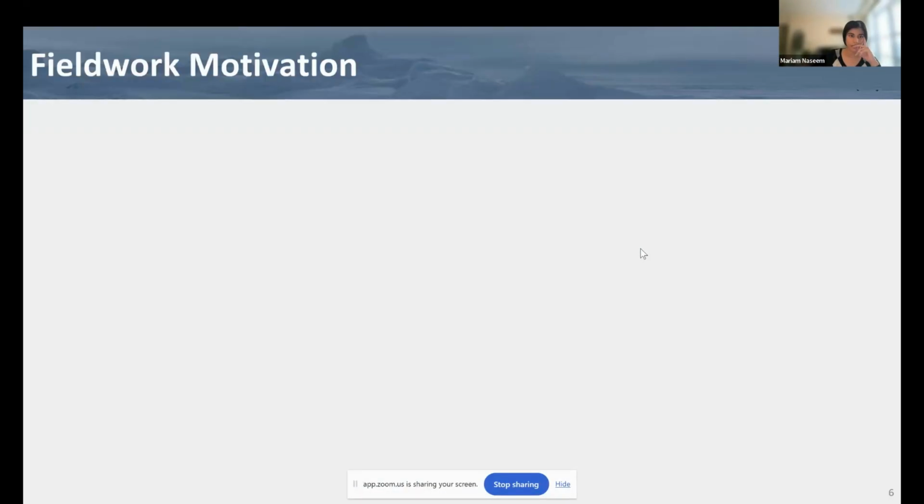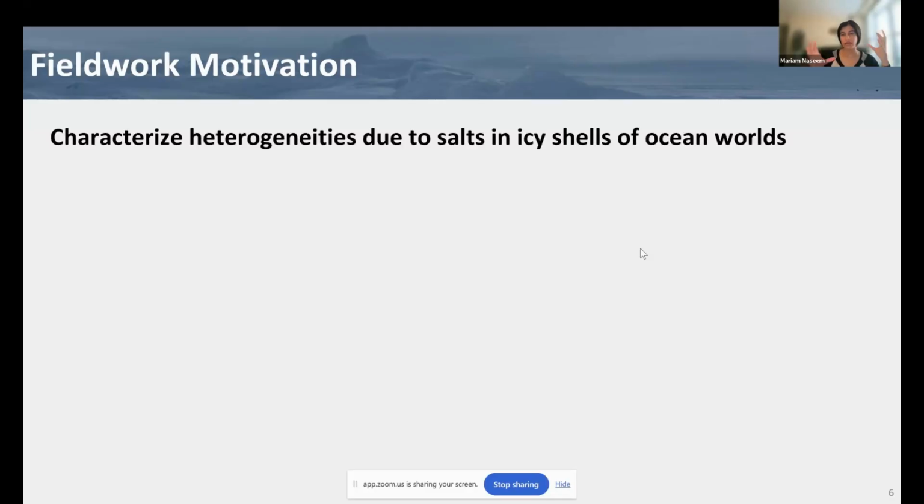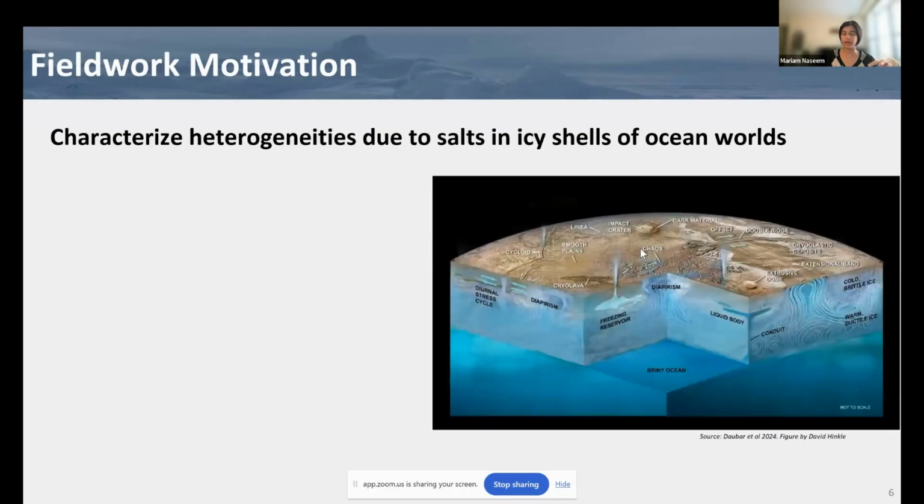And this brings us to the field work. So on these icy ocean worlds, we have the global liquid water ocean, but we also have a lot of kilometers of ice that encircles that ocean. This is an artist's rendition of a cross-section view of that icy structure, and then beneath it, this liquid water ocean that we think exists.